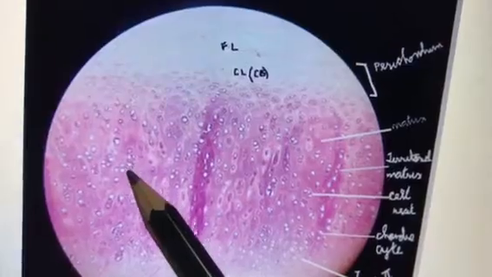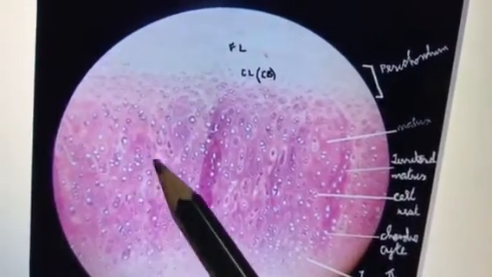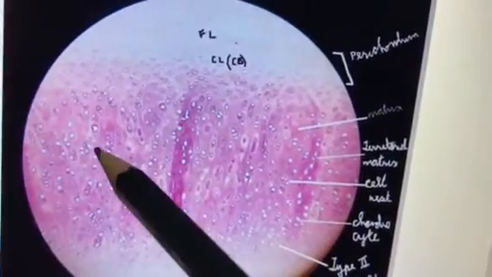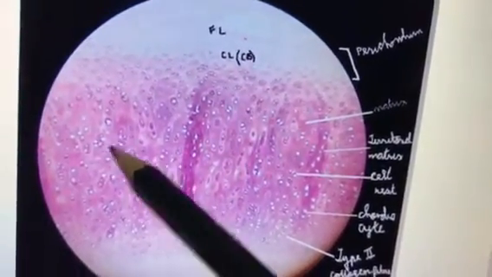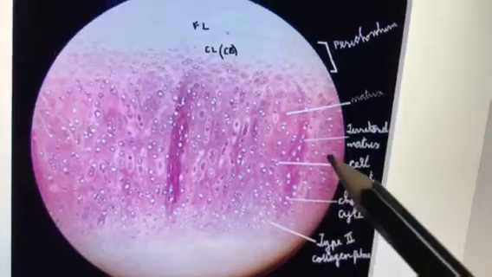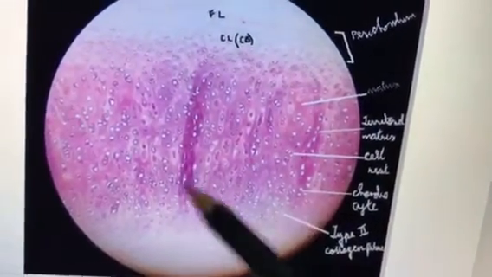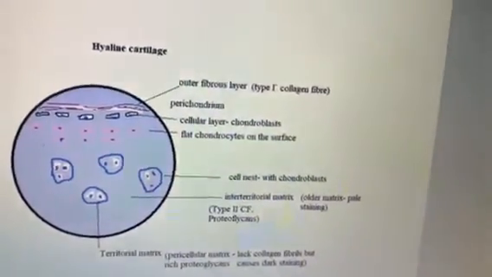So the territorial matrix is thick because of the type 2 fibers. Interterritorial matrix is thin. Okay, and then you can see the cells are in groups, and they are oval in shape. These are the three things you are supposed to write, very important. And then type 2 fibers, you can see. These are the important points to write. This is how you have to draw the picture.